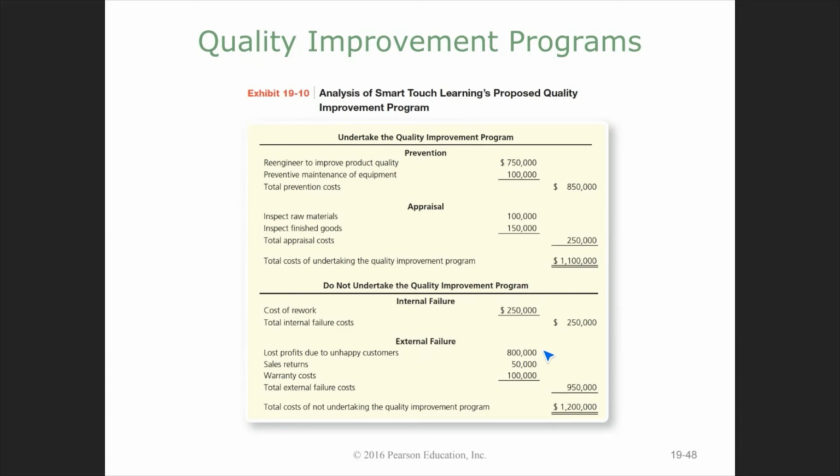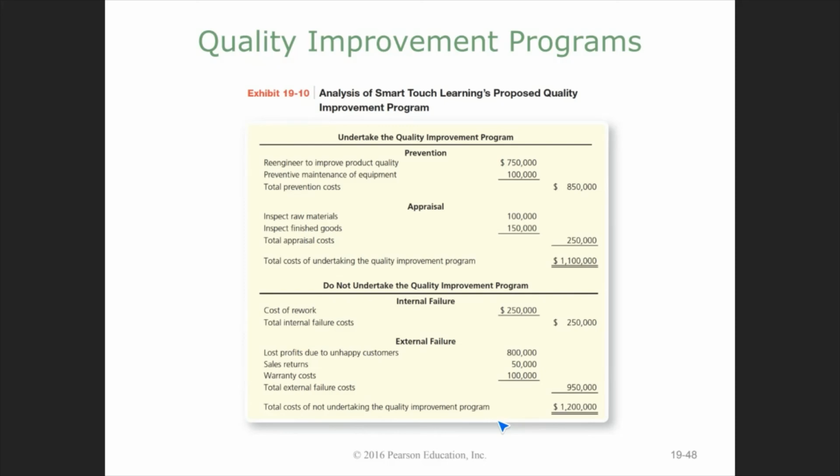So again, another one of those, write this down. This is also an equation. So the total cost of not undertaking the quality improvement program is $1,200,000. And we got that because we took total internal failure cost plus total external failure cost equals the total cost of not taking the program.